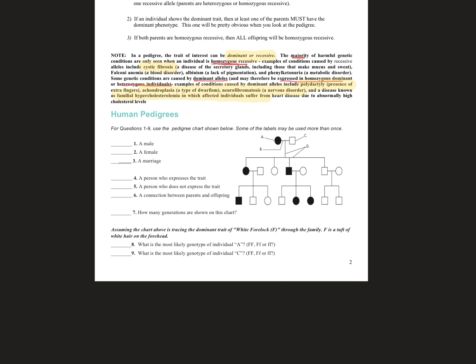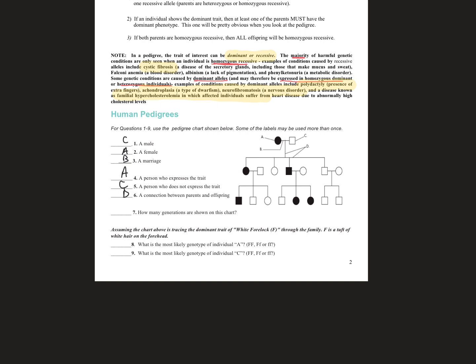Number 1, which one's male? Well, this is a square. Which is female? The circle. A marriage is a horizontal line. A person who has expressed a trait is filled in. A person who does not express a trait is unfilled. A connection between parents and offspring. Oh, I see, there are letters here, aren't there? I should be more careful when I read. So male would be C. Female would be A. A marriage would be B. A person who expresses a trait would be A. A person who does not express a trait would be C. A connection between parents and offspring would be D.